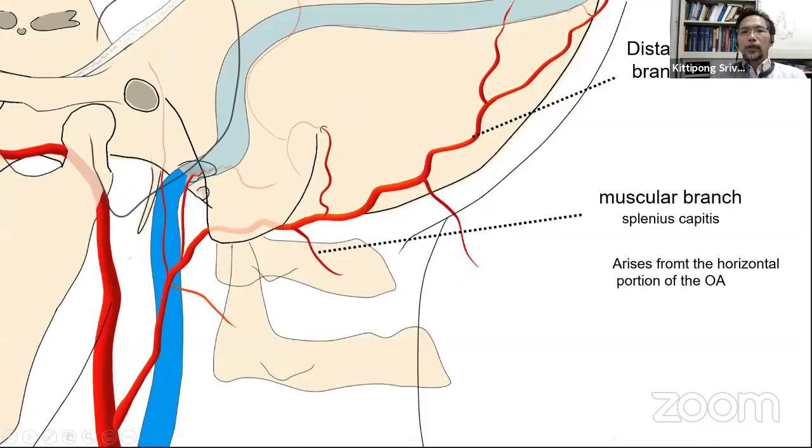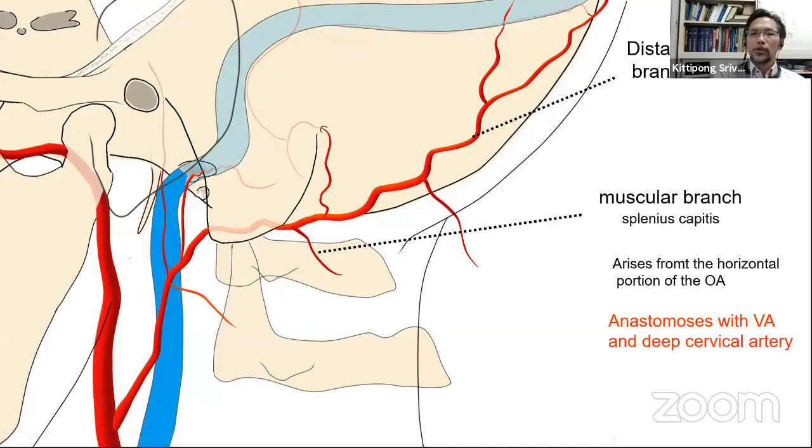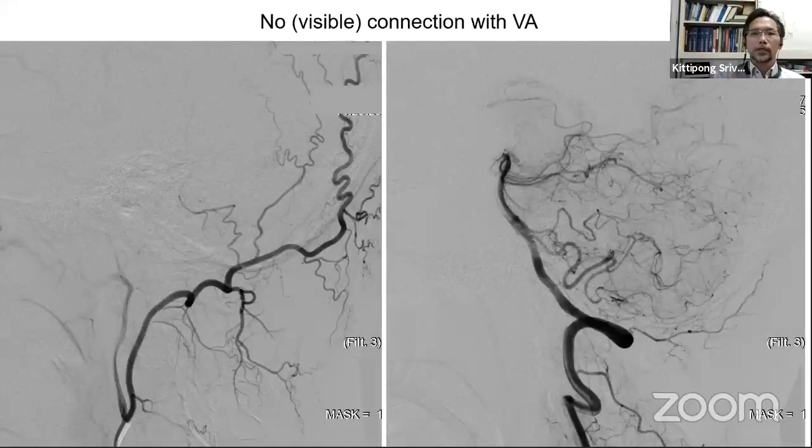Okay, so we have talked about this branch and this branch, and now we go to the muscular branch. What's the big deal with the muscular branch? It's only the muscle? No, it's not only the muscle. It has a very important function: it can anastomose with the vertebral artery, okay, and also other arteries of the neck. So in this picture, you inject the occipital artery, you don't see anything.